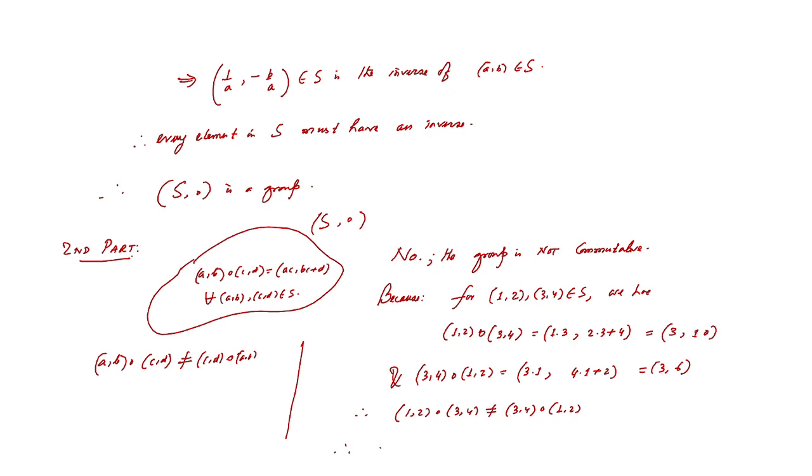So what do we conclude? We conclude here it is not a commutative group. So this example gives us an example of a non-commutative group. What we have seen: in the first part, it is a group, but in the second part, it is not a commutative group because the commutative law does not hold here.